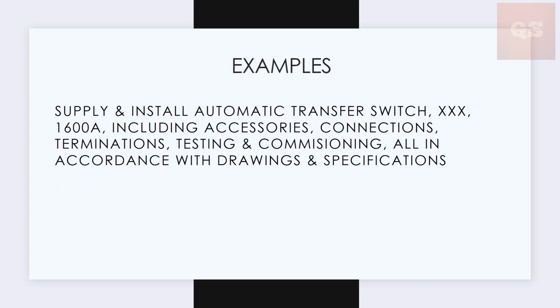So this is another example, supply and install, automatic transfer switch. Then the brand, I just mentioned XXX. Then comes the attribute, 1600 ampere. Then the add-ons, including accessories, connections, terminations, testing and commissioning. So here testing and commissioning is coming as an add-on. So all in accordance with drawings and specifications.